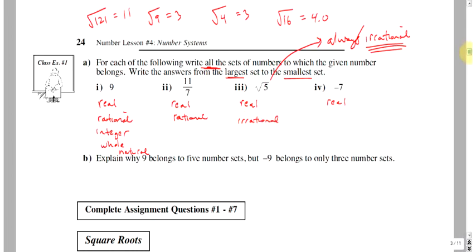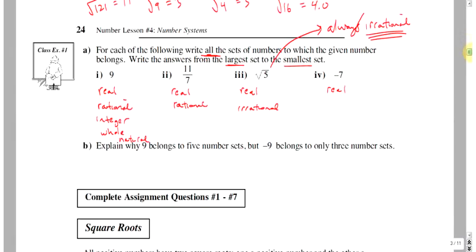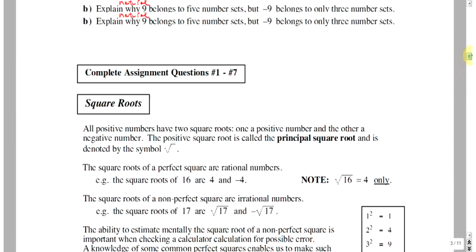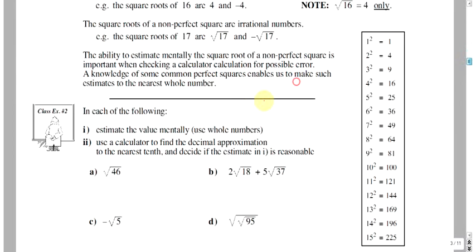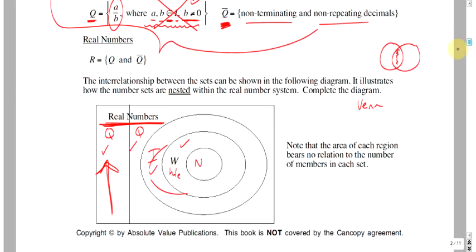Okay, how many more sets do I need to go through? It's irrational. Hey, none of these are included in this irrational box, are they? Yeah, because if it's irrational, there's no way it's an integer. There's no way it's a whole number. Come on. There's no way it's a natural number. Stop there, come on.